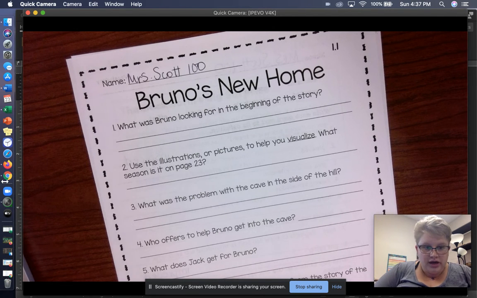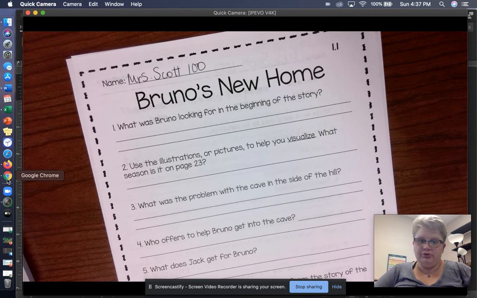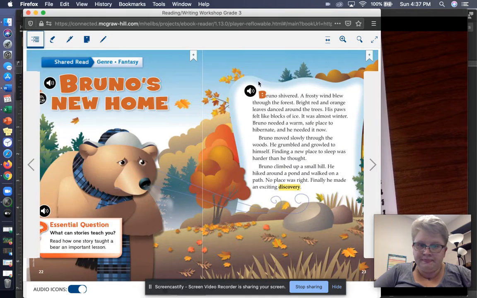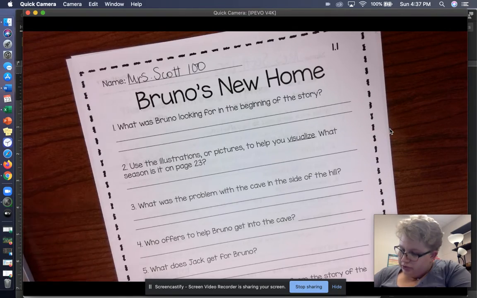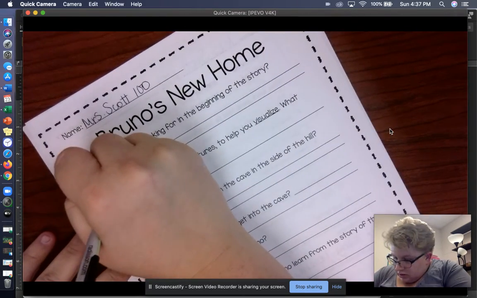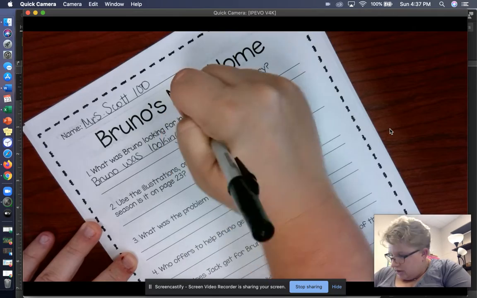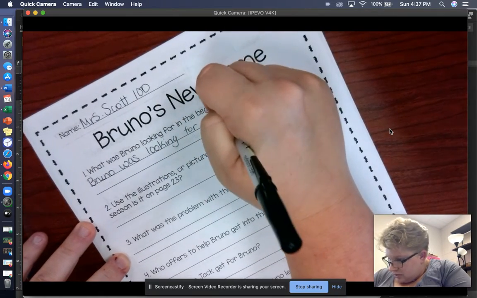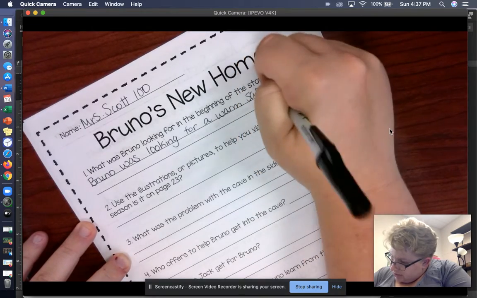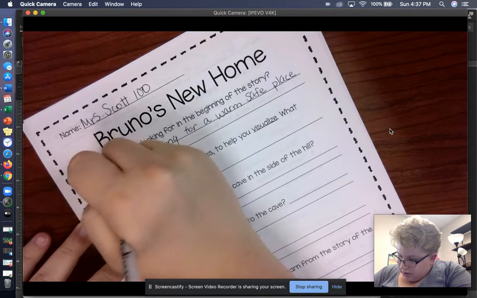So let's take a look at Reading Wonders and find out what Bruno was looking for in the beginning of the story. Bruno shivered. A frosty wind blew through the forest. Bright red and orange leaves danced around the trees. His paws felt like blocks of ice. It was almost winter. Bruno needed a warm, safe place to hibernate, and he needed it now. So Bruno was looking for a warm, safe place to hibernate.